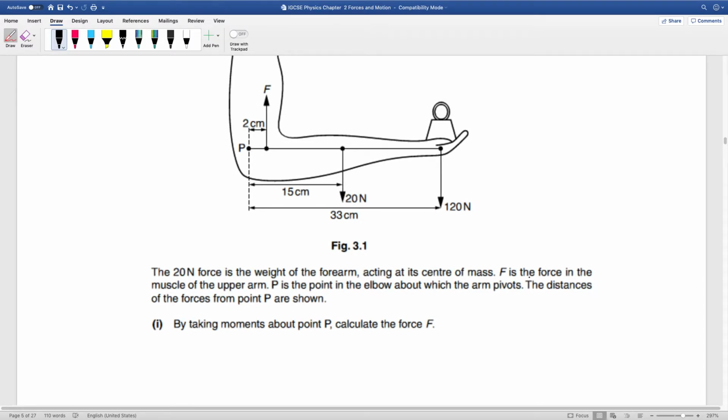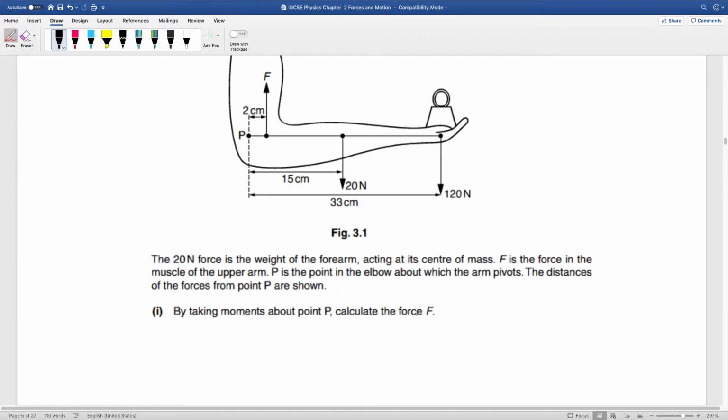The F is the force in the muscle of the upper arm. And by taking a moment about P, find the force F. Can you do it by yourself? I'll give you 2 minutes. It's just a similar question, just like the previous one.